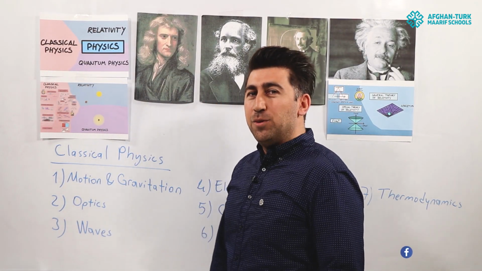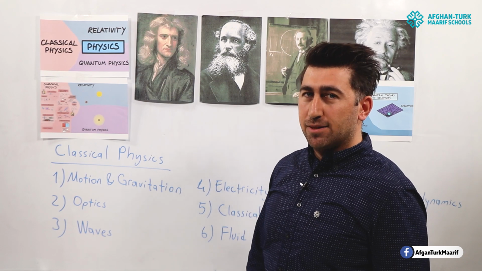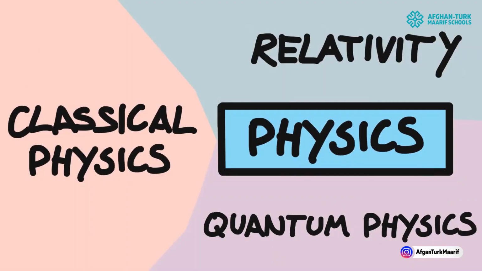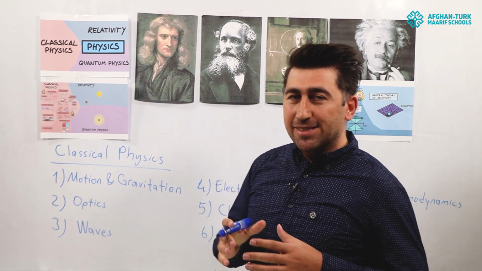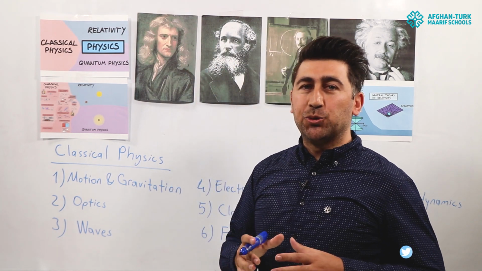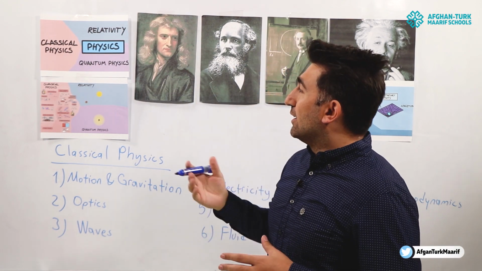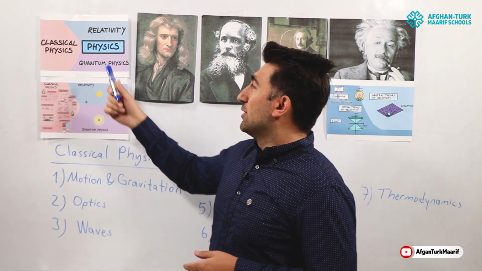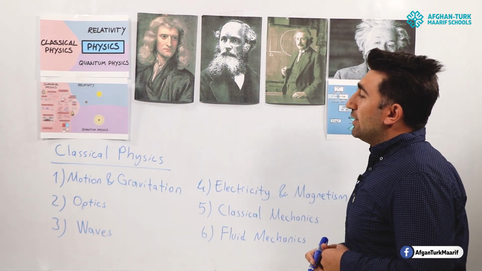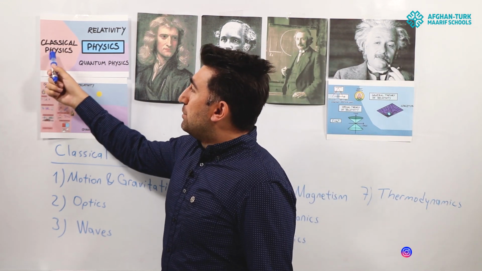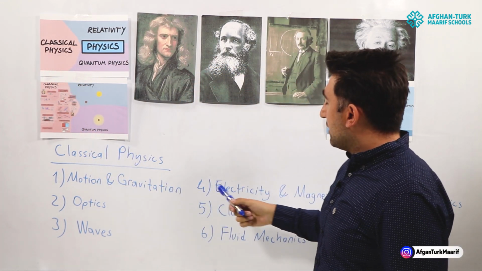In general, we can examine physics in three main parts. I call this one the map of physics. First, classical physics, relativity, and quantum physics. Well, you are only going to study the subjects that belong to classical physics throughout high school. Later in university, maybe you will study relativity and quantum physics. So, let me introduce the branches of classical physics. We have 7 of them.